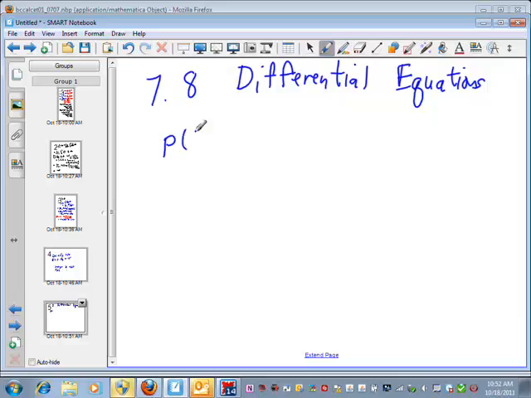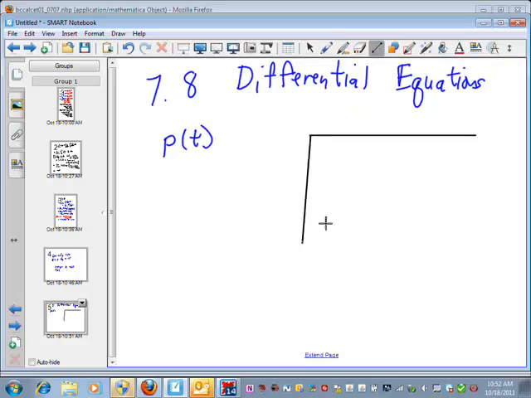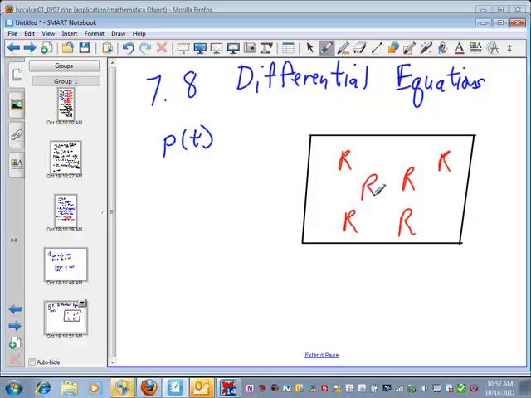Here's an example. I'm going to talk about an environment, and the environment's ideal, and we're going to put a bunch of rabbits in this environment. So here's one rabbit, here's another one. They're of opposite sex. A number of them. And we're just going to let rabbits be rabbits. And now we're going to let P of T be the population.